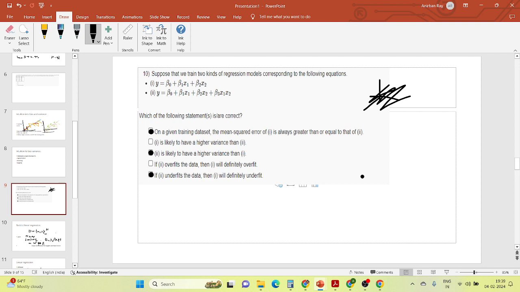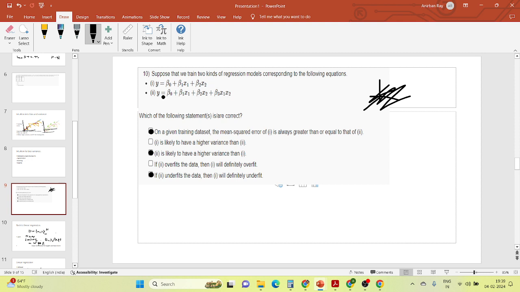Repeat, please. This point is incorrect as per my understanding: if the second underfits the data, it does not imply that the first will definitely underfit. It might have more flexibility and capture the data better. No. You have to understand that as the first one has more bias, it is less flexible actually.